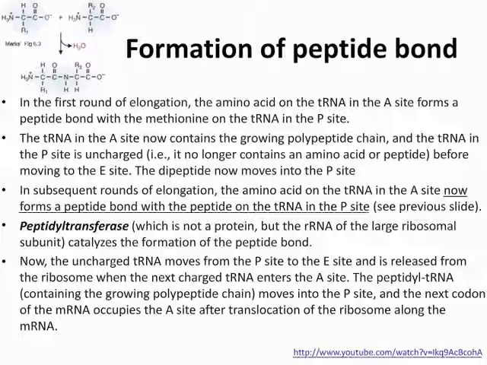So the uncharged tRNA moves from the P site to the E site, so that happens during translocation, and it's going to be released from the ribosome so that the next charged tRNA can enter the A site. And then this is going to repeat until you have a nice and long protein chain.